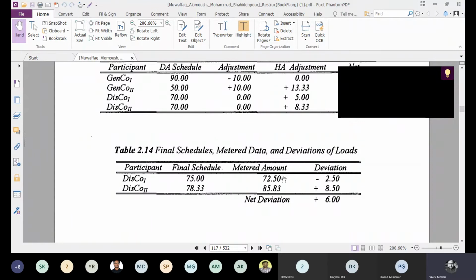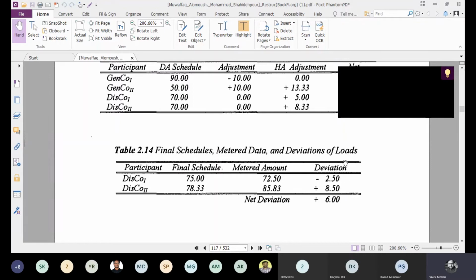The unexpected thing is the load change, right? So that is why we are looking for load change. The actual load is only 72.5, which means there is a deviation of minus 2.5. Now the actual load demand for DISCO 2 is 85.83, so the deviation is plus 8.5.